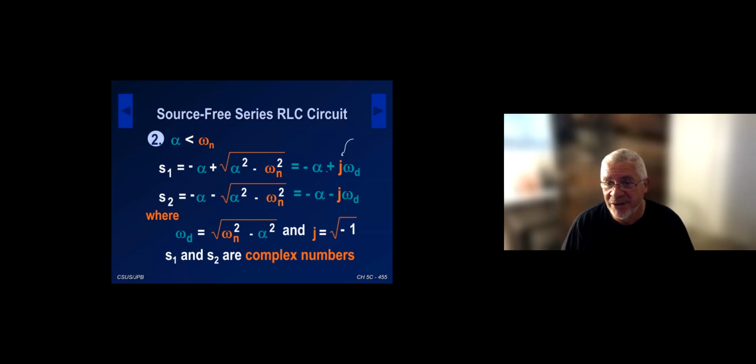So S1 is minus alpha plus j times omega d. Omega d is the square root of omega n squared minus alpha squared, with j being the square root of minus 1. So S1 and S2 are complex numbers. They are also the conjugate of each other. In other words, their imaginary parts have opposite sign. That's what conjugate means. So you are looking at two complex numbers here.